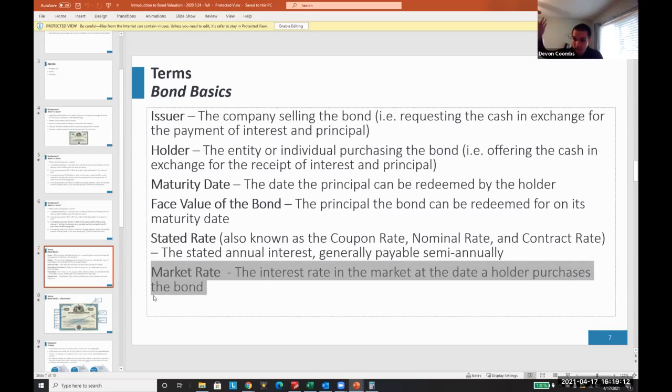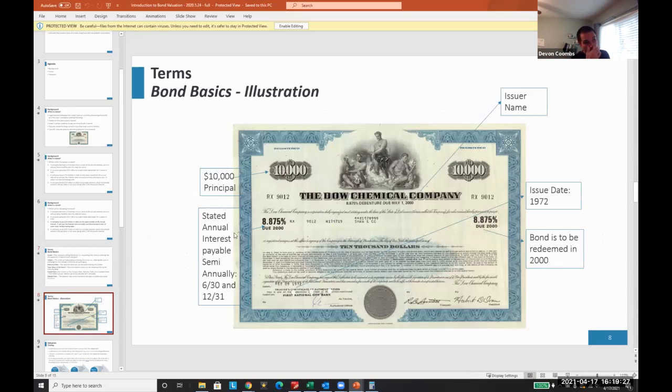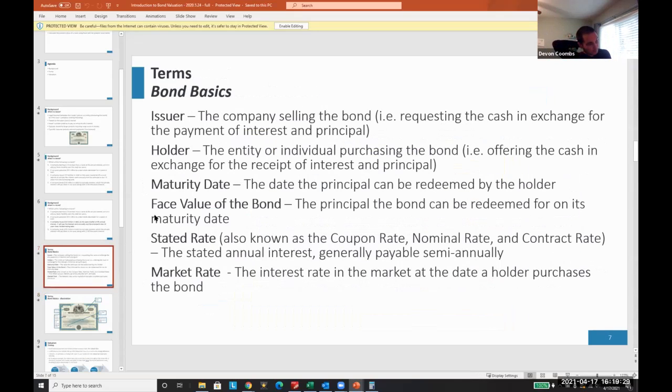The market rate is changing every day. You can listen to the news. You'll hear, oh, 10-year interest rates went up 2%, went down 1%, went down a point. Not normally percentages, but points. That's the market rate. That's variable. That changes. This is what a bond looks like. It covers the terms. You need to know all these, right? Memorize this.